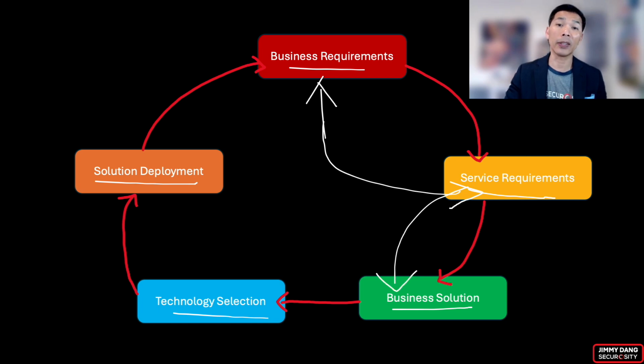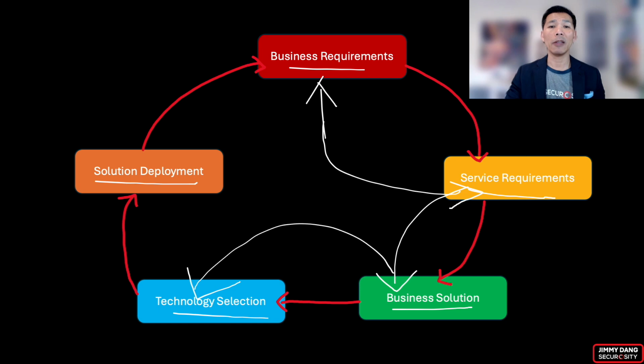At this phase, we're developing solutions that meet the service requirements and are aligned with the business objectives. In this stage, we focus on designing processes, workflows, and the organizational changes necessary to achieve the desired outcomes. It connects to the technology selection, selecting and implementing technology solutions that support the business and the service requirements.